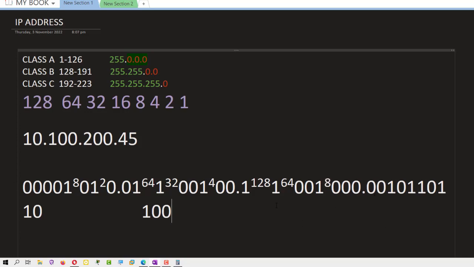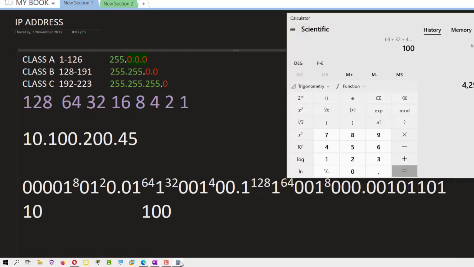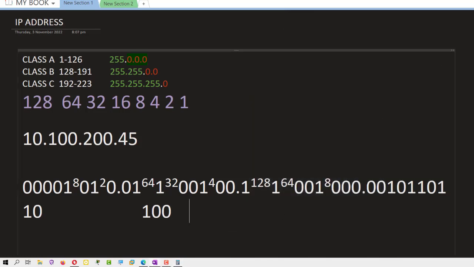Good. So if I add this, it should give me 200. Let's check. I have 128 plus 64 plus 8. You can see here I have 200 exactly. So that tells me this side is right, 200.